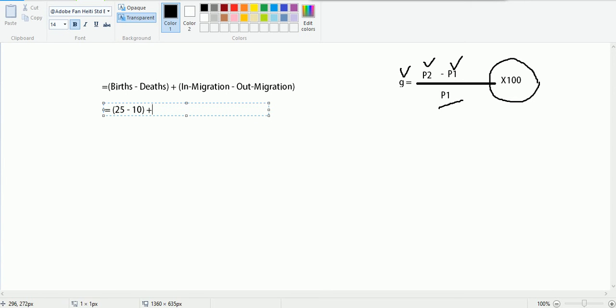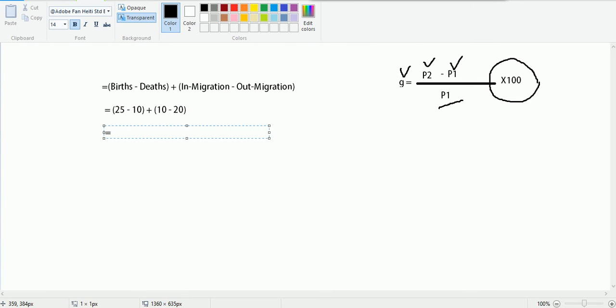Then plus the number of incoming migration. In-migration is 10, then minus the number of out-migration, which is 20. Remember, in this case birth is greater than death, and the in-migration is less than the out-migration.